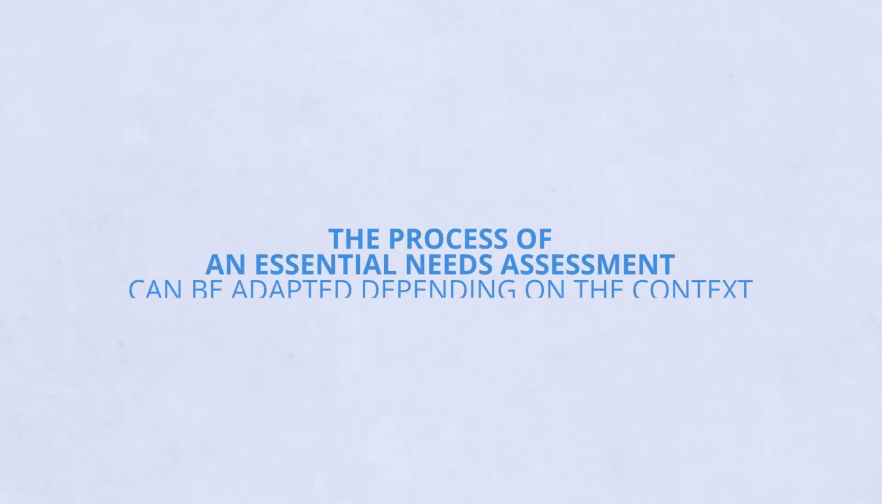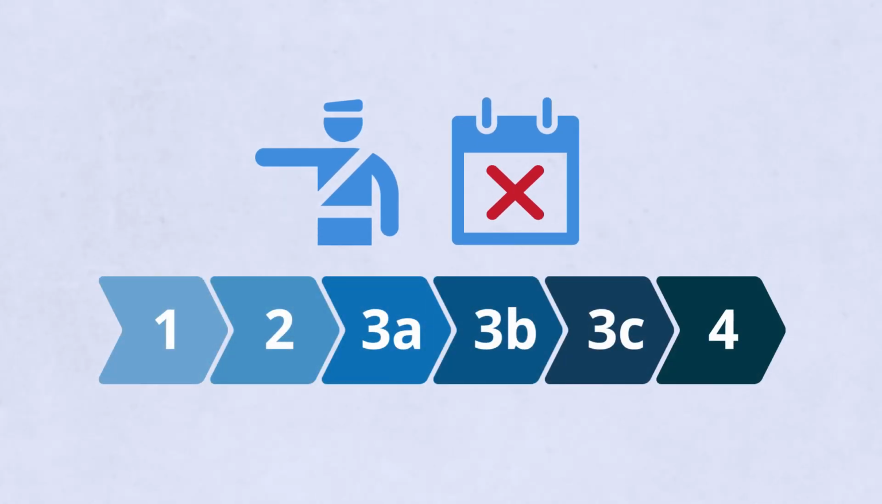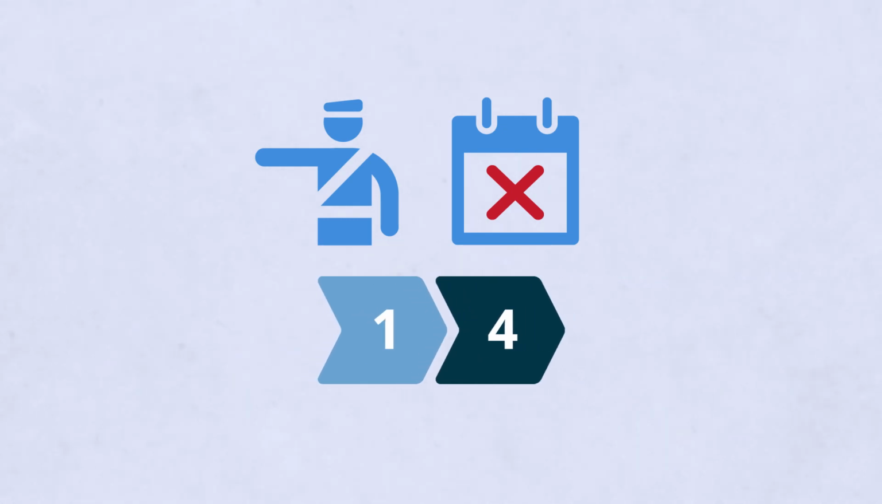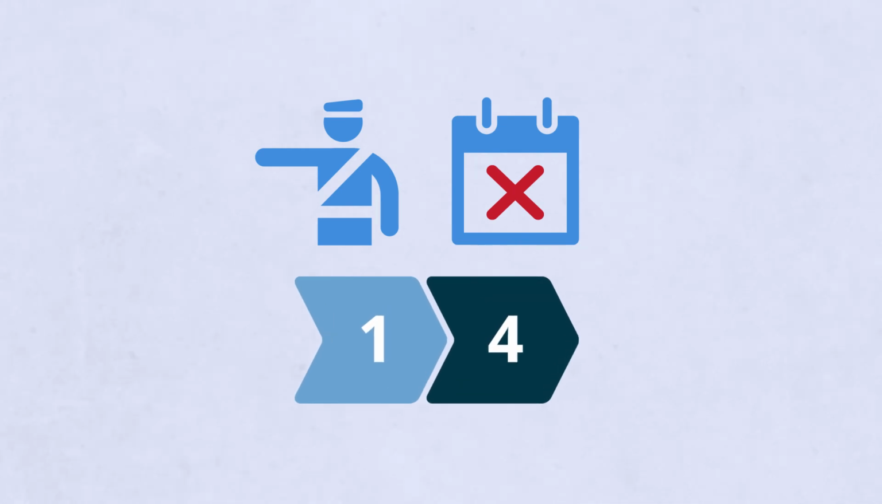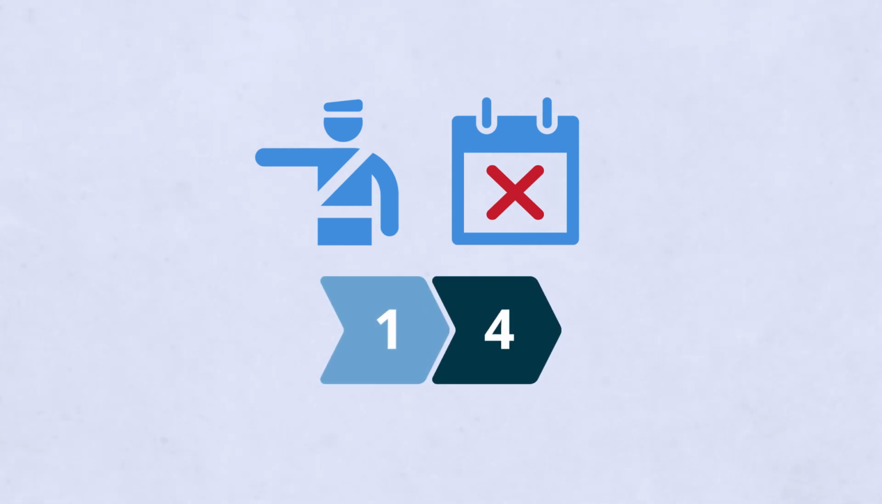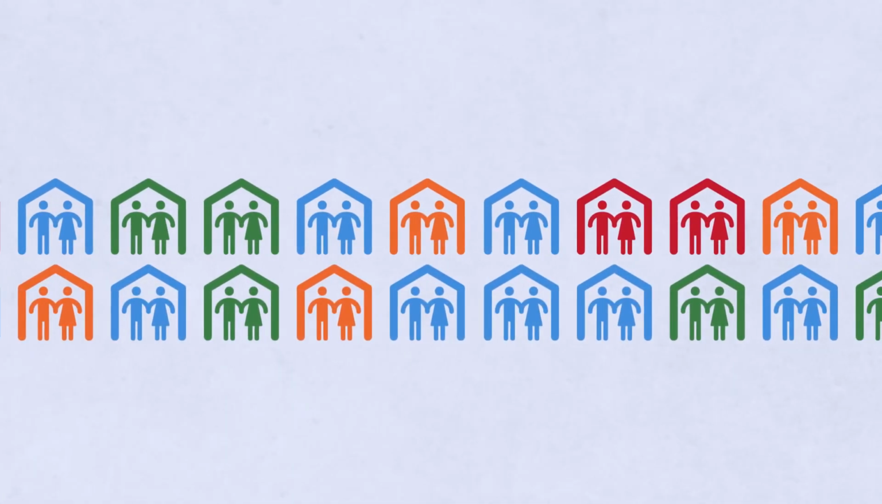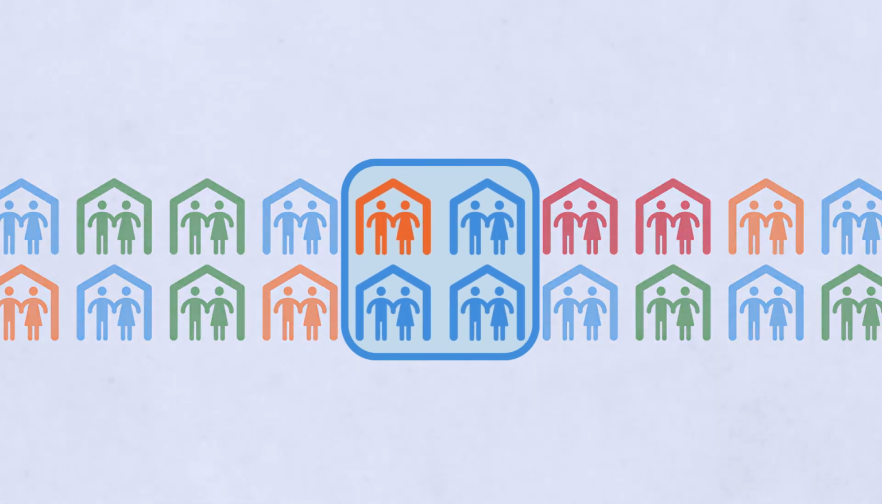Part 3. The process of an essential needs assessment can be adapted depending on the context. Where there are access constraints or limited availability of time and resources, it is not always possible to cover all 4 steps of an in-depth essential needs assessment. This might, for example, be the case in a sudden onset emergency. In such instances, a rapid essential needs assessment would be more suitable, which often relies on available secondary information and qualitative primary data that can be collected and analyzed quickly. The results are, however, not statistically representative and can only provide a rough estimate of people in need.